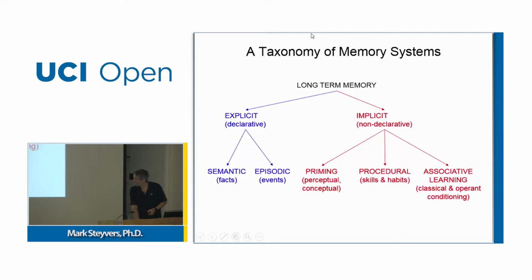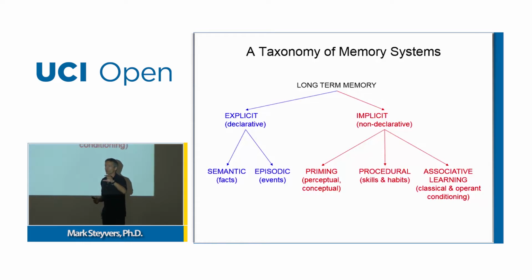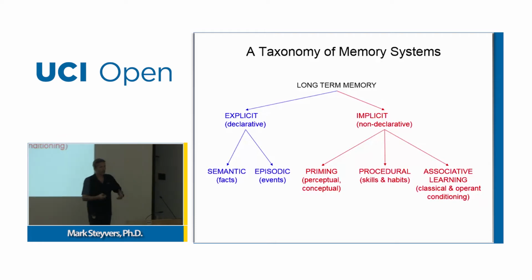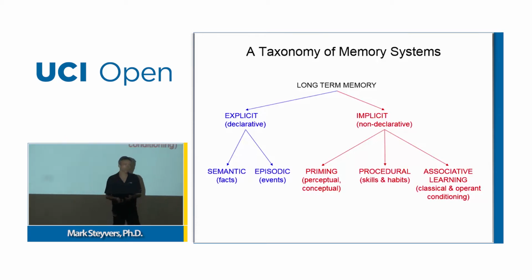Then within implicit memory, you can make a distinction between priming. We'll give a number of examples of priming. So priming is a case where you see something or you hear something. Later you might hear something or see something similar. And the second time you're faster in processing. And you don't quite know why you're faster, you just are. And those previous exposures help to prime the second or subsequent exposures.